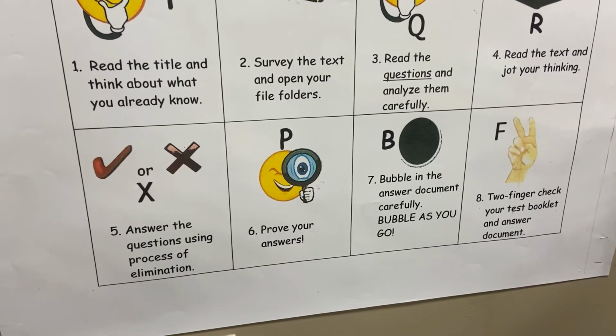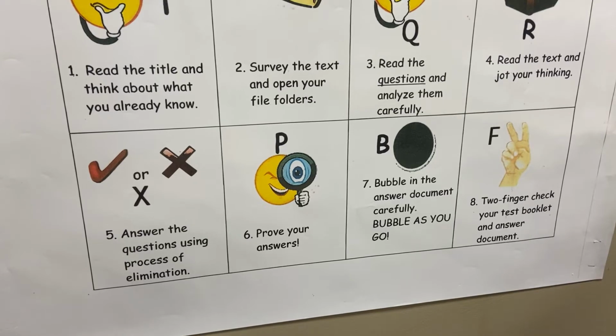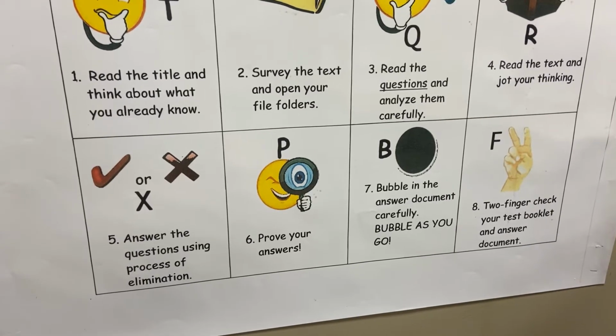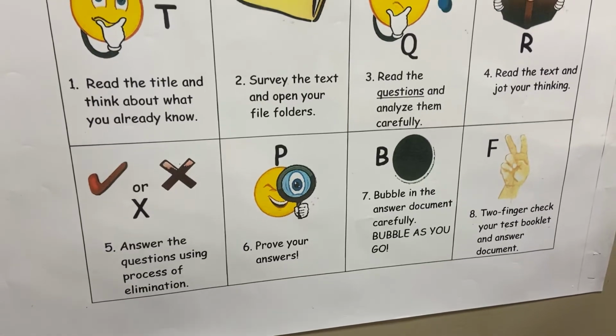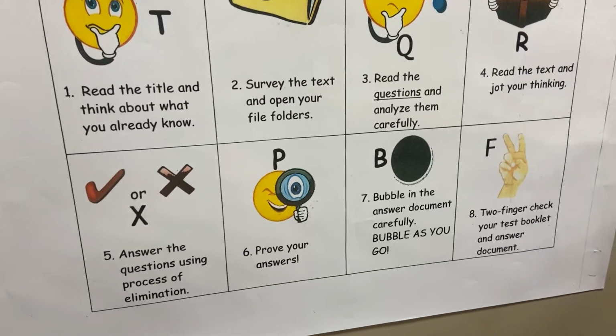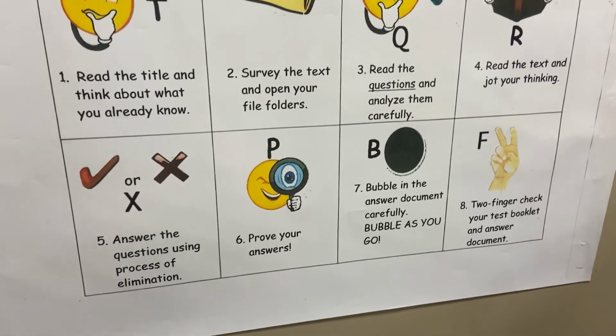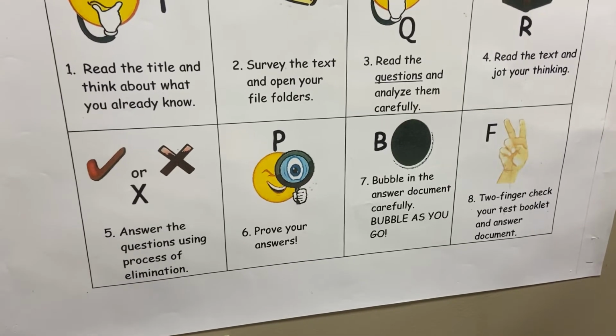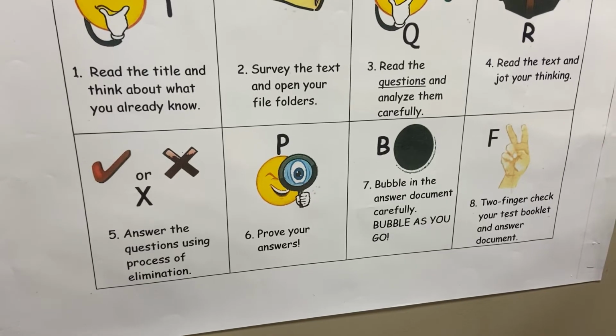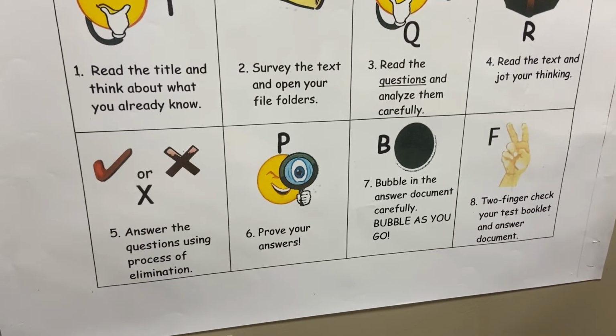Number 6 is very important because you should never choose a multiple choice answer without being able to go back into the text and figure out if you can find the proof for your answer. If you can't find proof for your answer, if you can't find something that supports it, then there's a really good chance that you don't have the right answer.